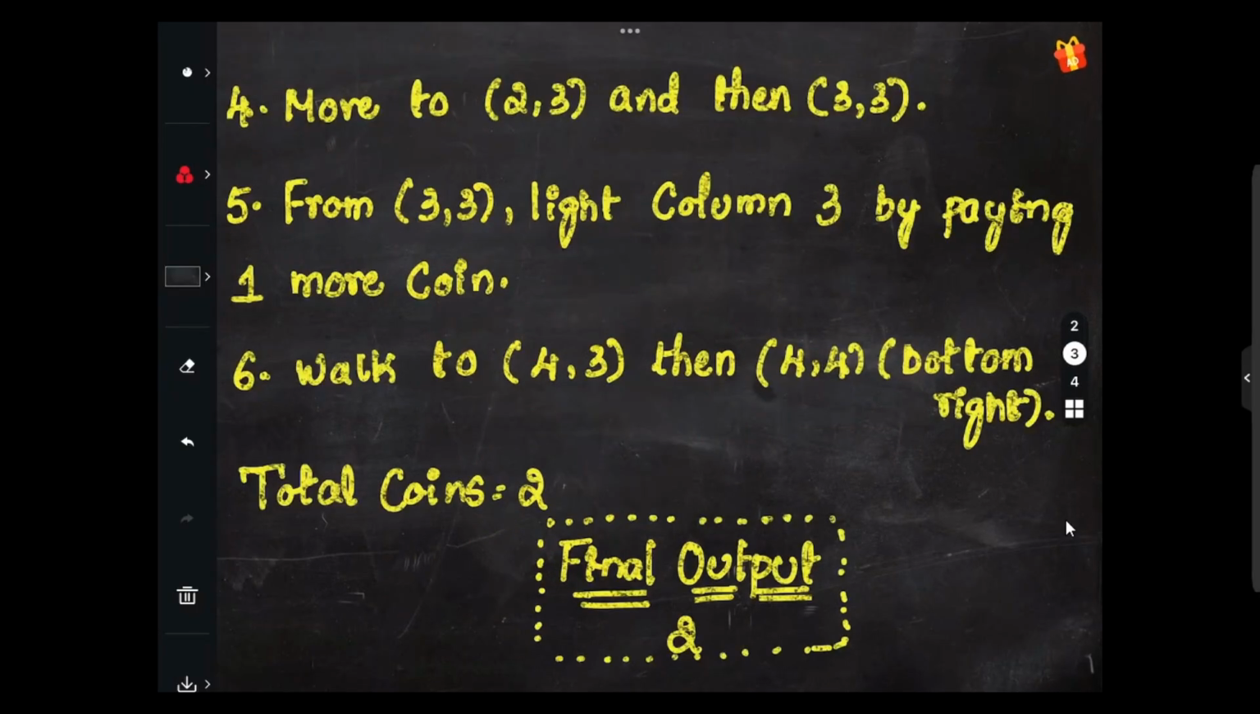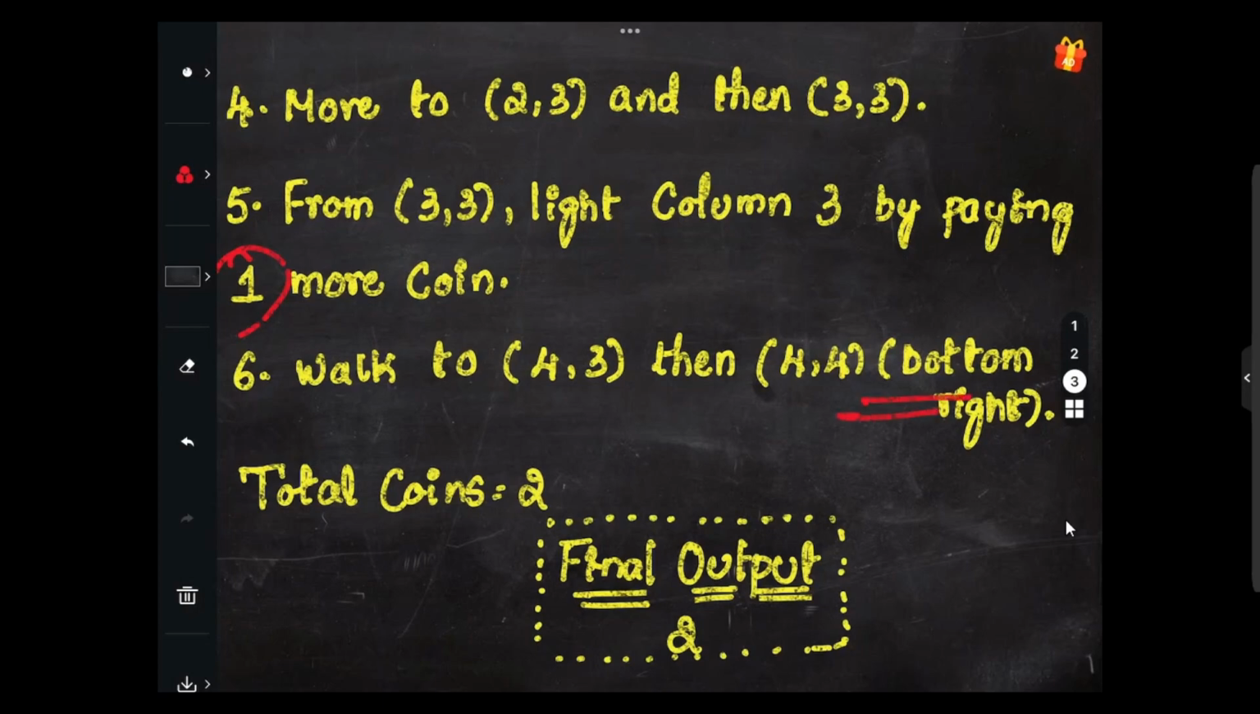From 3 comma 3, we will light the column 3 by paying 1 more coin, right? So we cannot directly jump to 4 comma 3. So we'll walk to 4 comma 3 and then 4 comma 4, bottom right.